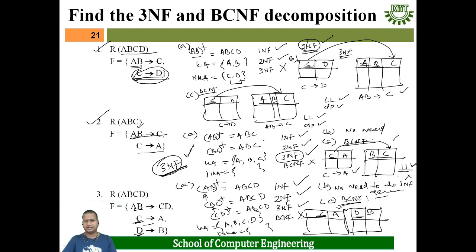Except A and B, all other attributes are present in another table. That means CD will be present in another table, and both form the key. Then C will be a foreign key for this table, and D will be a foreign key for this table. Okay, this is your BCNF decomposition.